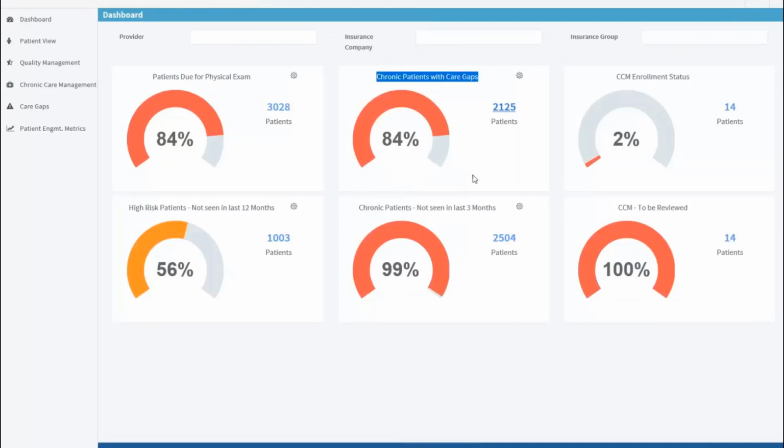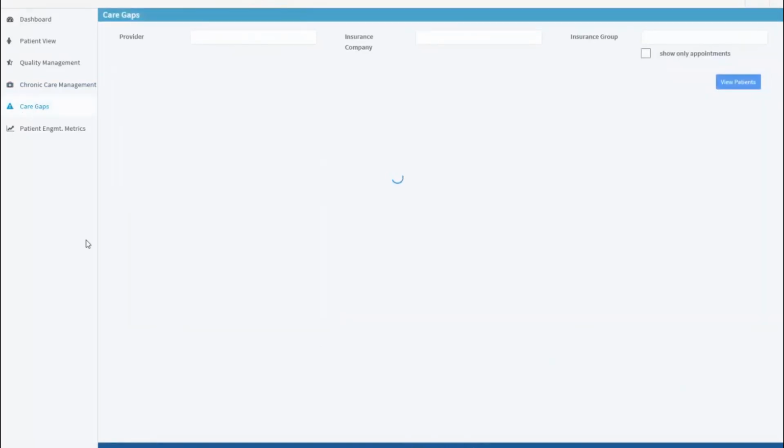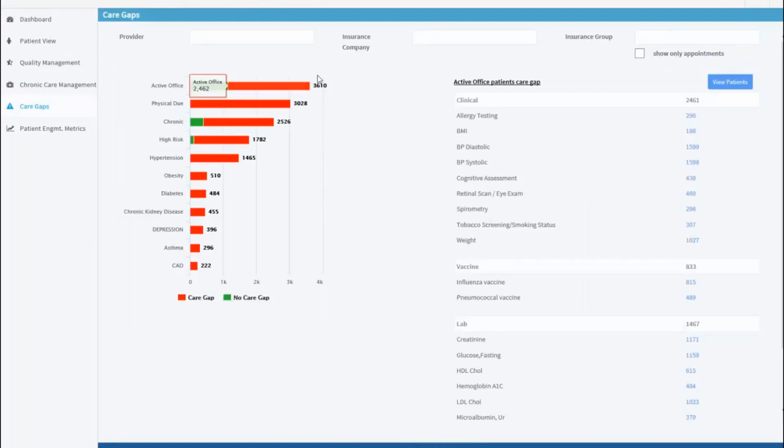I got 2,000 patients in this. How many patients are due for a physical exam in my office? Well, I got 3,000 patients that are due for a physical exam in my office. So I have some quick reports on the front end, and then I can break down into our specific care gaps. Now, this is where you saw that little grid earlier.